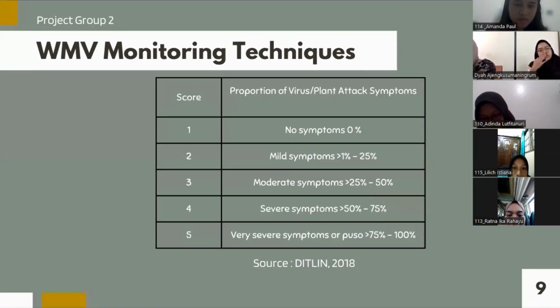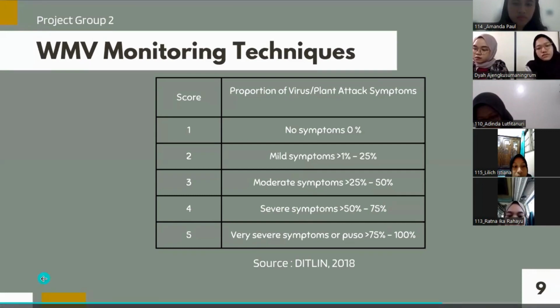And then this is the WMV monitoring technique. Score 1 is no symptom, or 0%. And then 2, mild symptom, when 1% until 25%, 3 moderate symptom, and then 4 is severe symptom, and then 5 is very severe symptom or PUSO. Next.